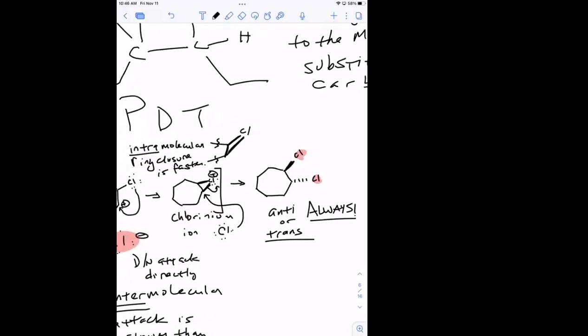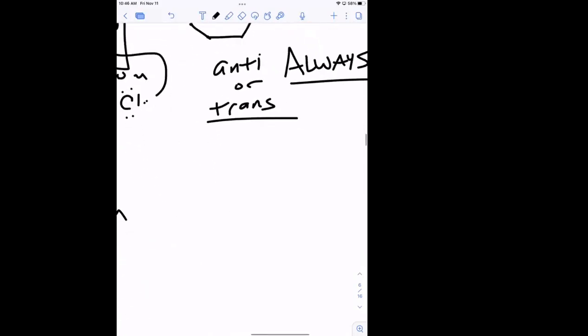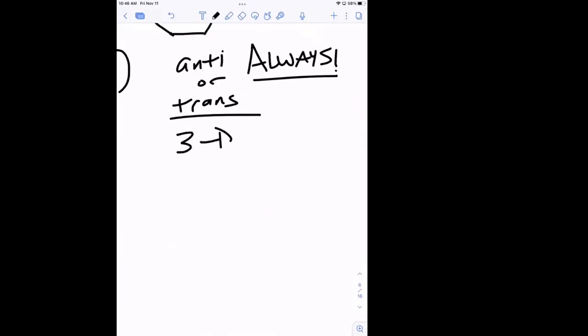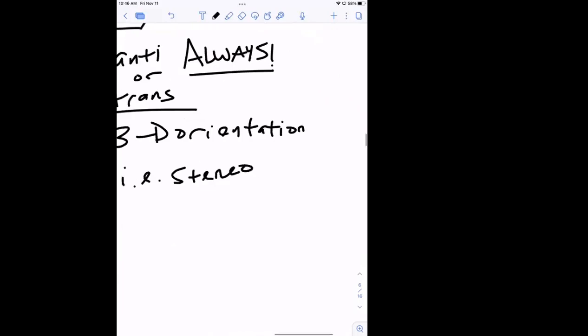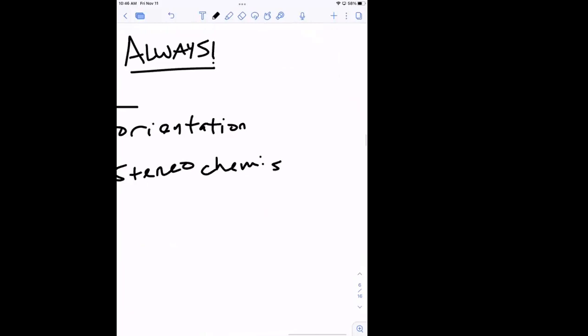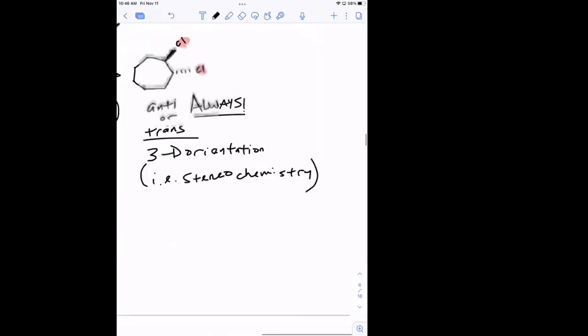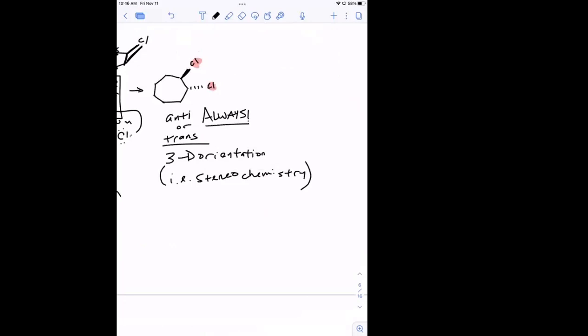And that's how we can be certain about what the mechanism is, because if it was just direct attack, then the stereochemistry would be scrambled. And trans and anti, that's a description of the 3D orientation for the stereo picture. All right, any questions about that?